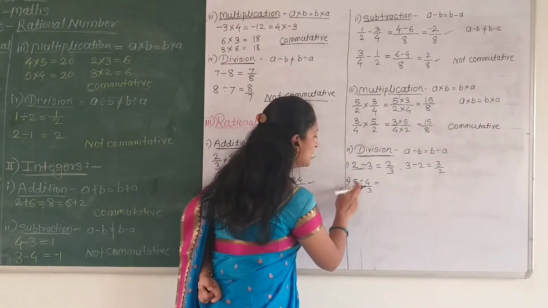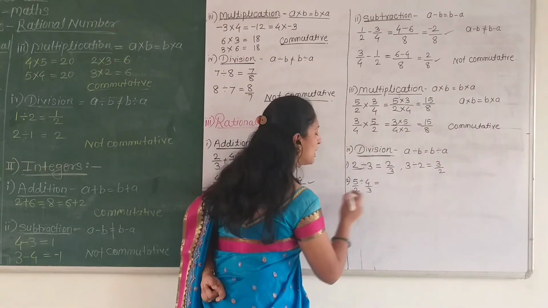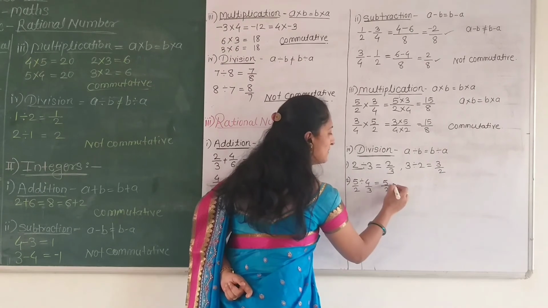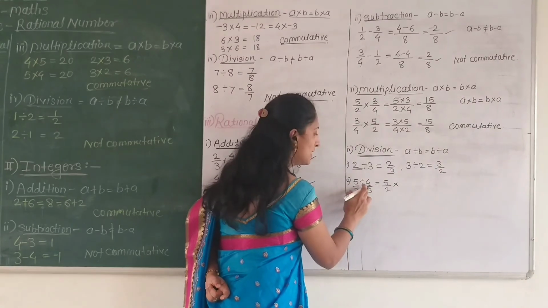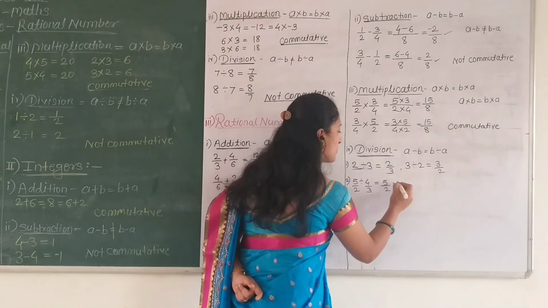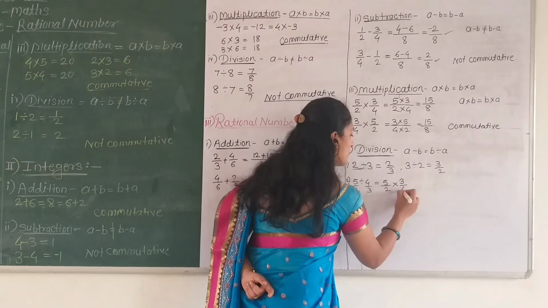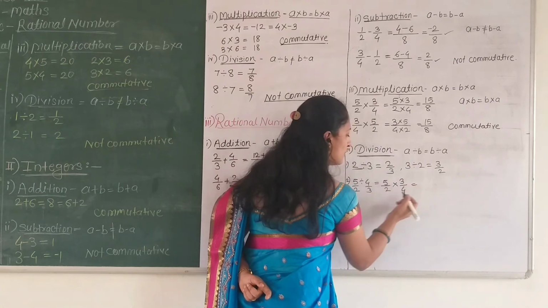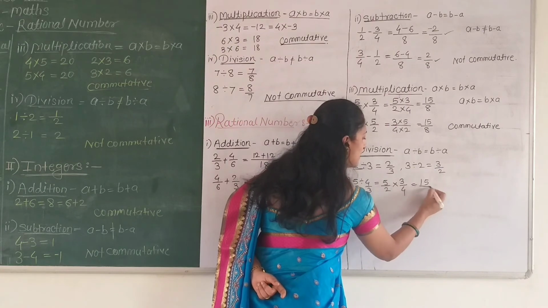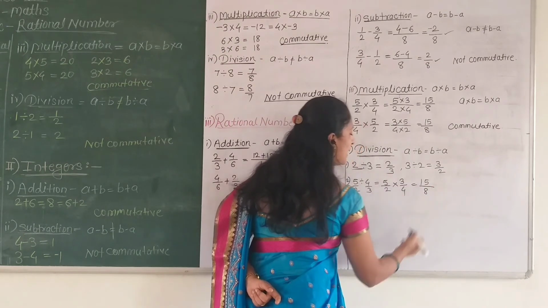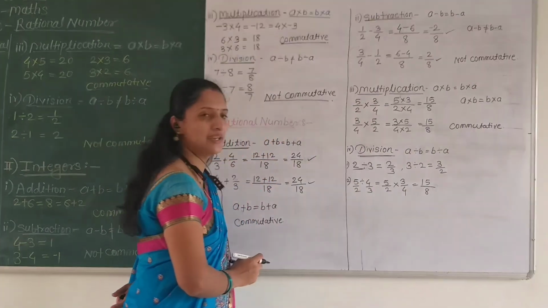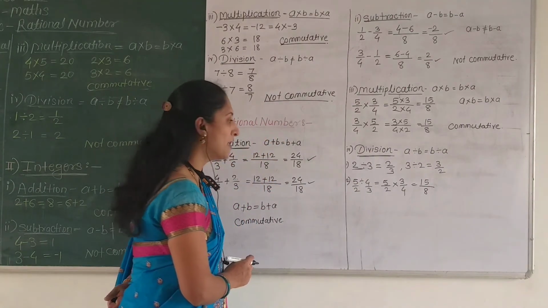Let us check this example, 5 upon 2 divided by 4 upon 3. Now the division sign will change to multiplication, and we take the reciprocal of this fraction. The reciprocal of this fraction is 3 upon 4. Now multiplication: 5 3s are 15 and 2 4s are 8. So 5 upon 2 divided by 4 upon 3, we get the answer 15 upon 8.